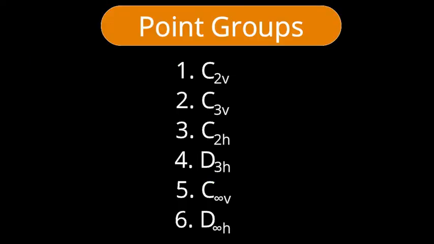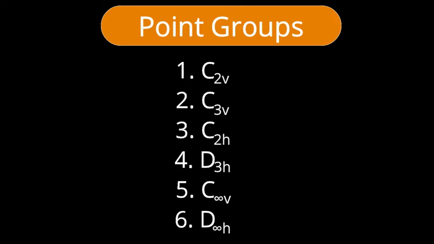The point groups which are in your syllabus are C2v, C3v, C2h, D3h, C infinity v, D infinity h. So among these C and D category with vertical and horizontal planes, point groups are included in your syllabus. Dihedral plane is not included, but I had informed to you what is that dihedral plane.